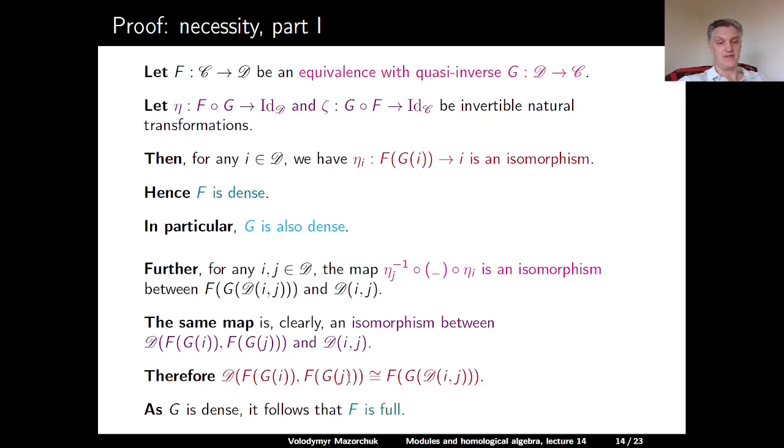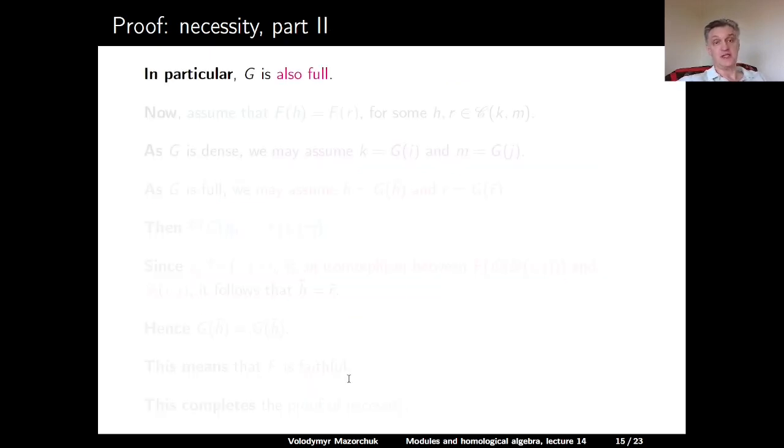So we have just established that any equivalence is full. In particular, G is also a full functor. So it remains to prove that any equivalence is faithful. So assume that something maybe is not faithful.